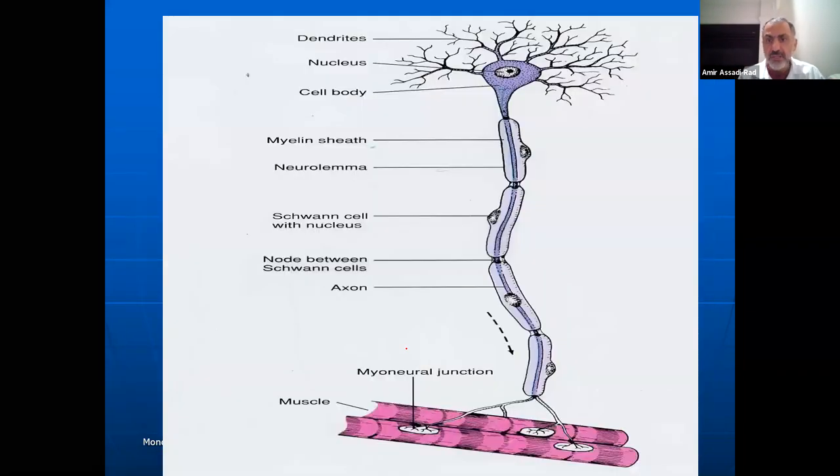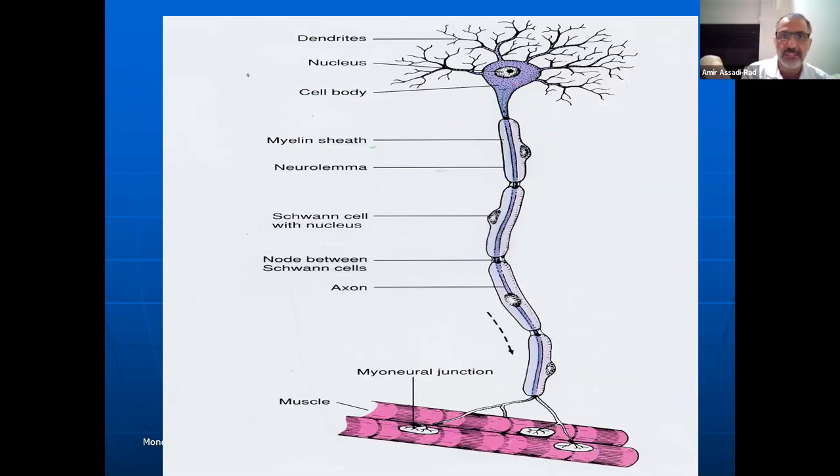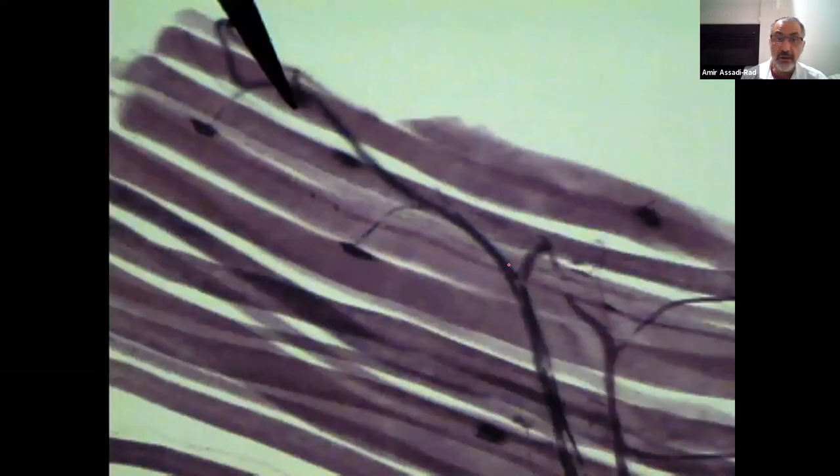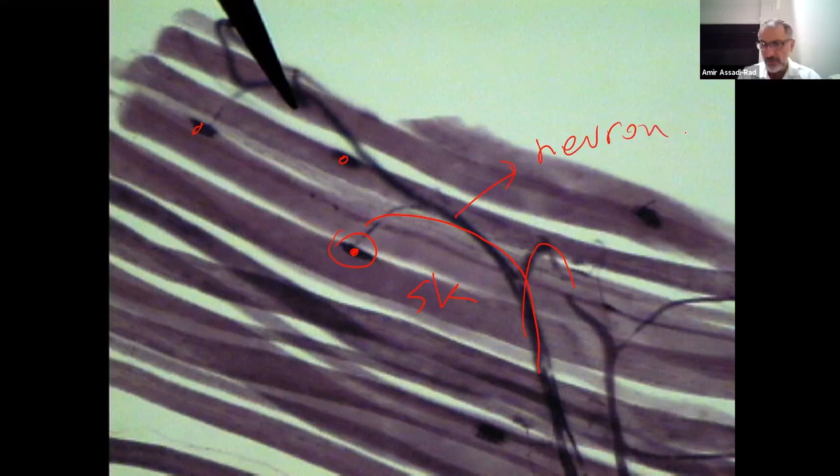Here they are showing you what is happening, everything that we talked about: dendrite, cell body, nucleus, and then myelin sheath, neurolemma. The membrane of the Schwann cell is called the neurolemma. Schwann cells with nucleus, node of Ranvier. They mentioned Ranvier, but you should know the axon and the myoneural junction, which I called the muscular neural junction in your lab. Here they are, muscular neural junctions. Right there, these are axon knobs, and here they are, the axon. And here is skeletal muscle, and here are neurons. You have that slide for the lab.